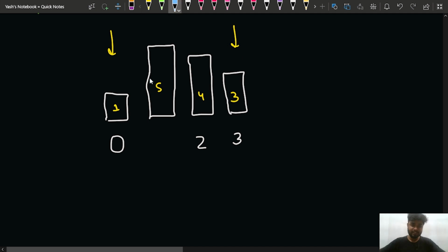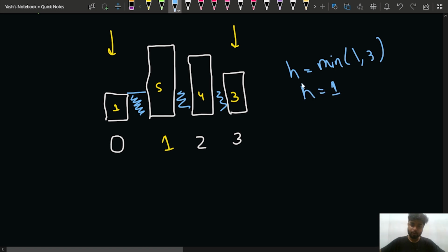But if I store the water like that, how much water will I store? I'll store some water here, some here, some here, correct? If you observe, how much water am I able to store? The amount of water in terms of height: the height will be the minimum of 1 comma 3, so the height will come out to be 1.